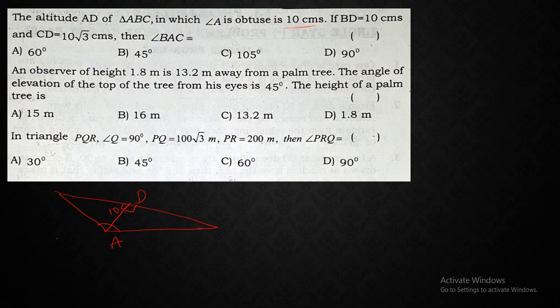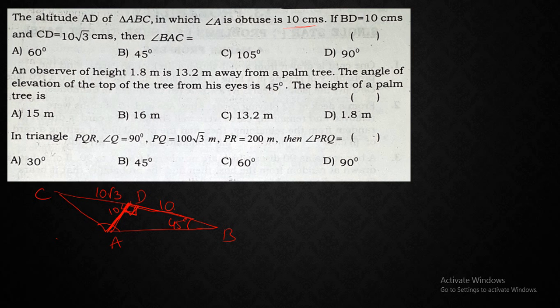Now if this is B, this is C, if BD is equal to 10 centimeters and CD is equal to 10 root 3 centimeters, then what is angle BAC, is what he is asking. So this is 10, no? This is also 10, no? That means clearly this is 45 degrees because these two side lengths are equal. So since this is a right angle triangle, height and distance both are equal. That means this is 45 degrees.